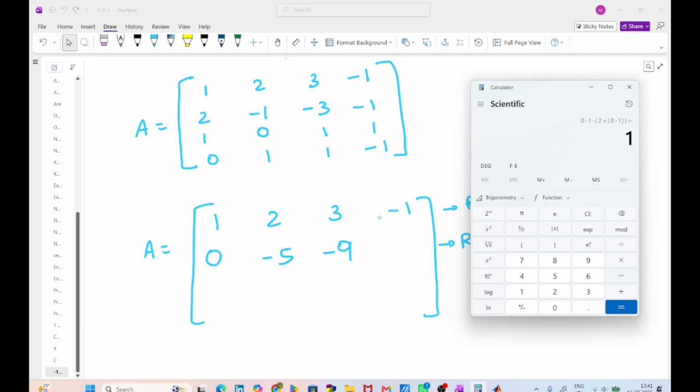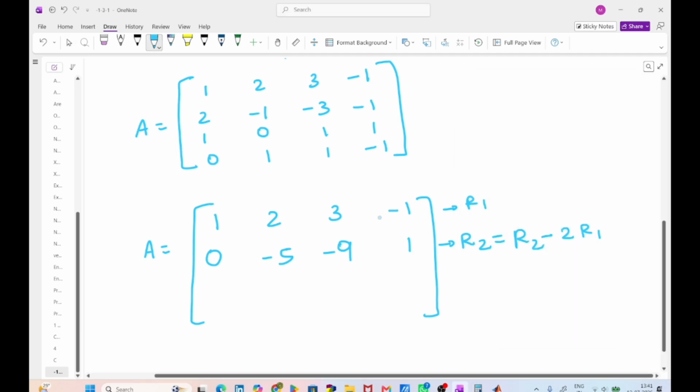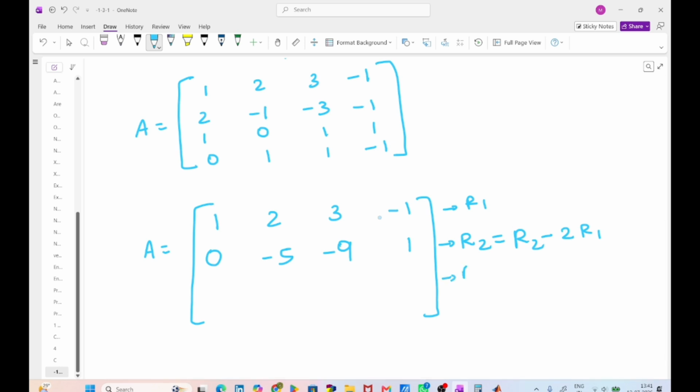Write 1 here. Then for this one to become 0, simply R3 is equal to R3 minus R1. 1 minus 1 is 0. 0 minus 2 is minus 2. 1 minus 3 is minus 2. Then 1 minus of minus 1, 1 plus 1, 2. Then write R4 as it is: R4 is 0 1 1 minus 1.